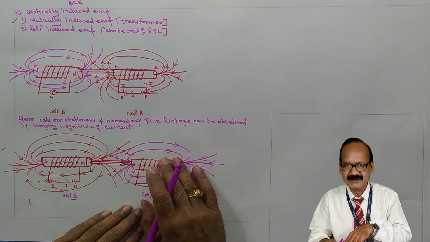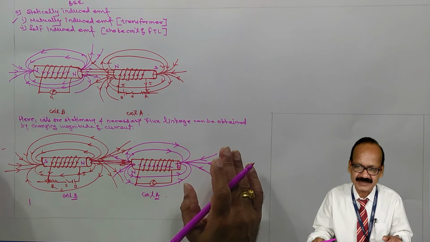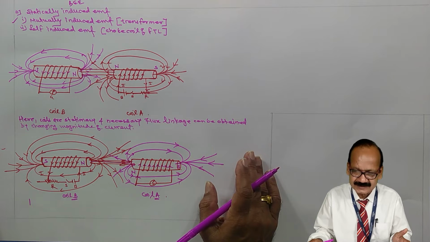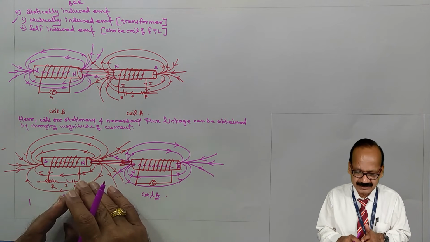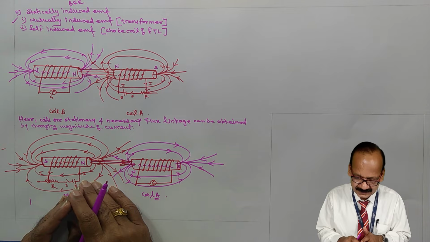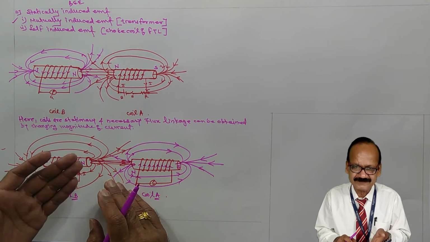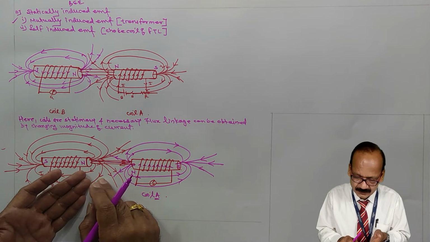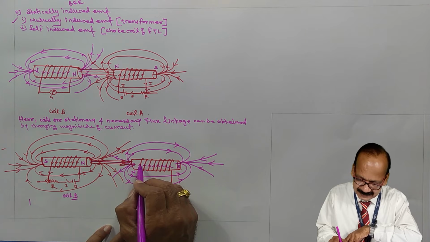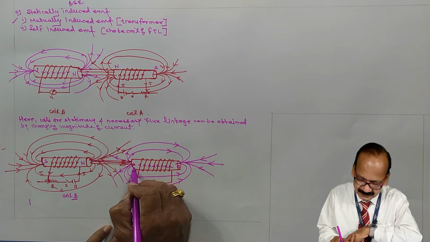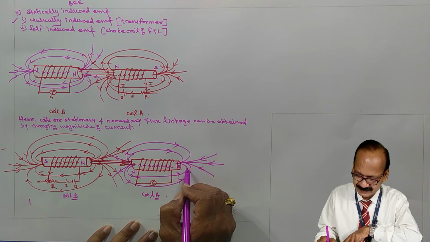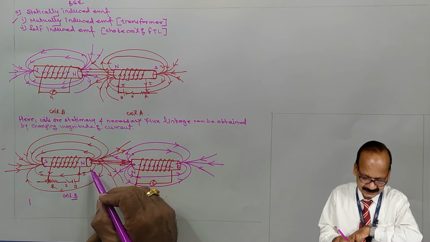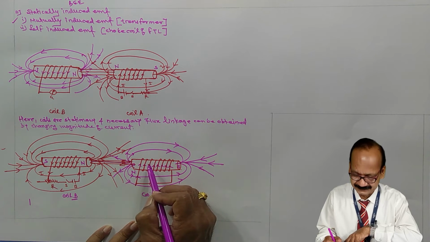Now this induced EMF in coil A circulates the current according to Lenz's law. That is, it sets the magnetic field in such a way that it opposes the very cause producing it. So the cause of production is change in flux or flux linkage. And therefore, in order to oppose, it circulates the current in upward direction, producing the north pole on the left hand side and south pole on the right hand side, so that it opposes the flux linked via the coil B.